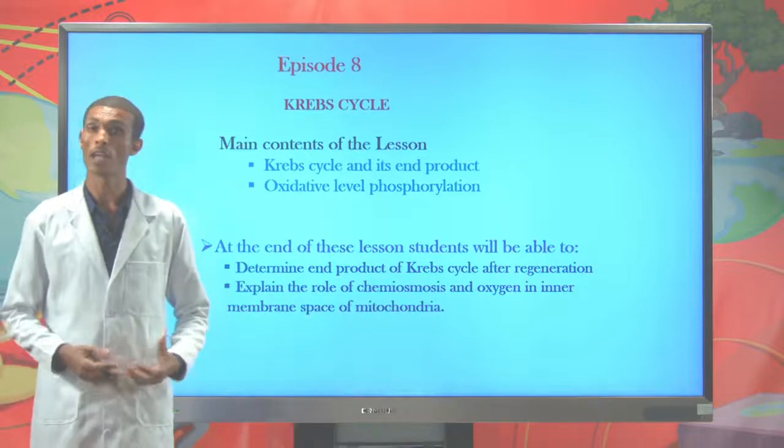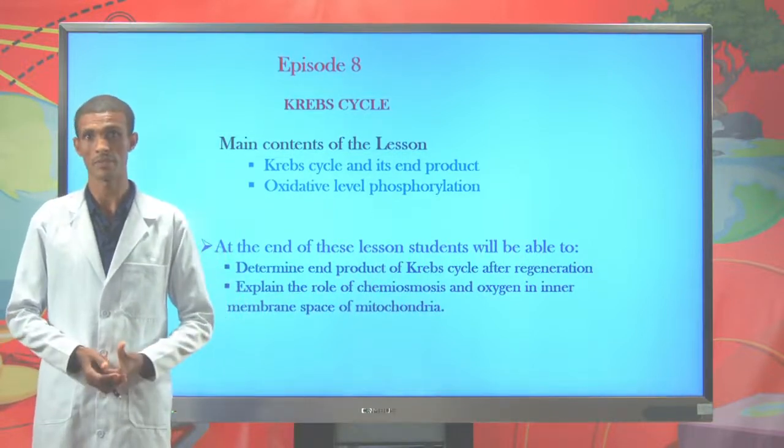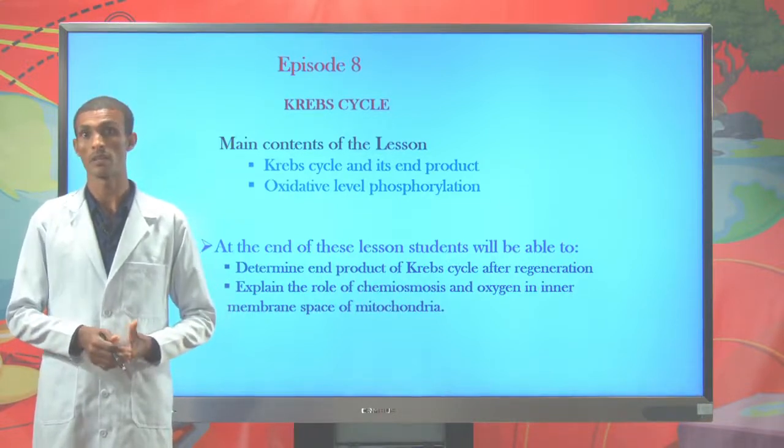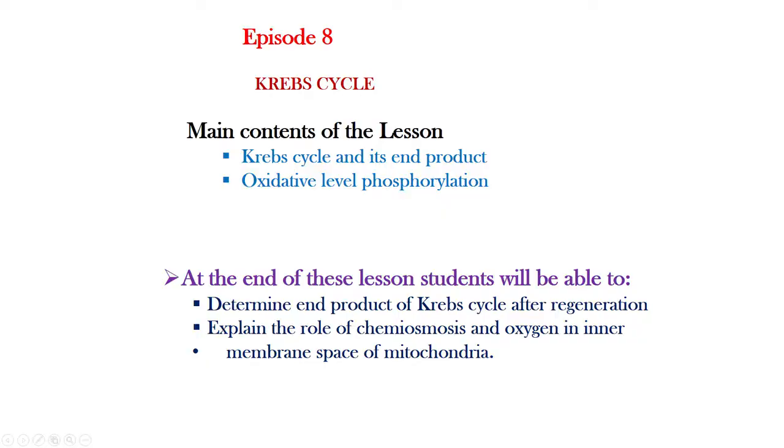Student, in our last lesson, we have seen respiration, some stages of respiration: glycolysis, and then link reaction. Under this lesson, we are going to see the Krebs cycle and its end product, and again oxidative level phosphorylation.